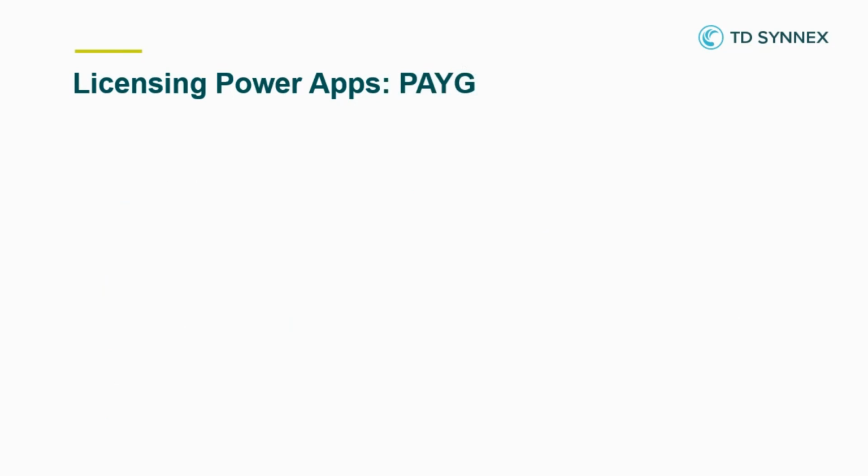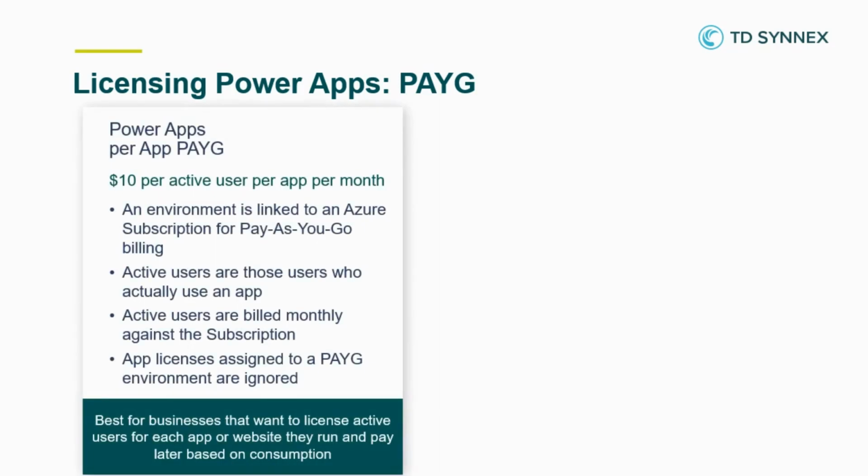There is another option available for licensing Power Apps, and this is the pay-as-you-go option. With this option, rather than using the per user or per app licenses, you can pay for Power Apps usage based on actual consumption of the apps. So here, billing is via an Azure subscription, which is linked to a Power Apps environment. And when a user uses an app, they're classed as an active user. And they're then billed for against that Azure subscription via a charge per active user per month.